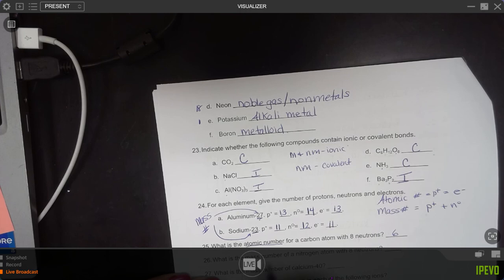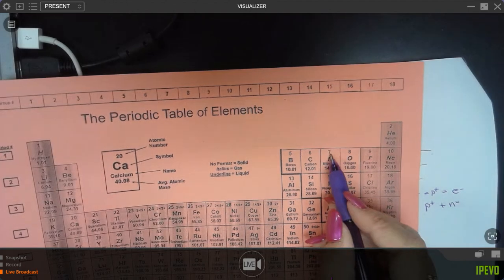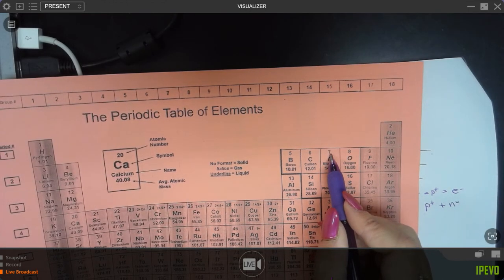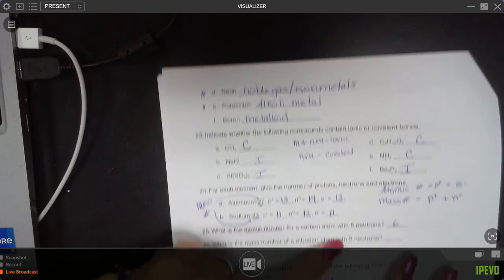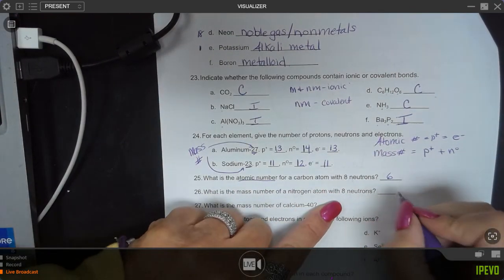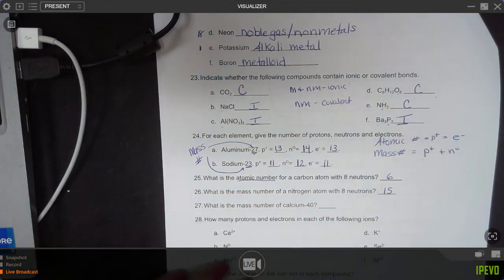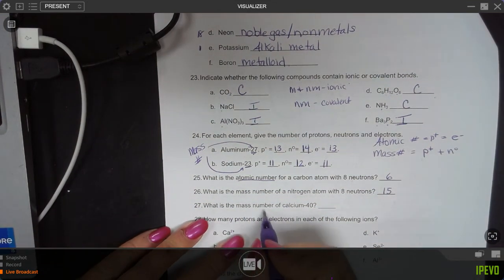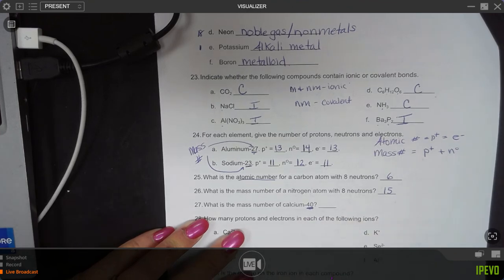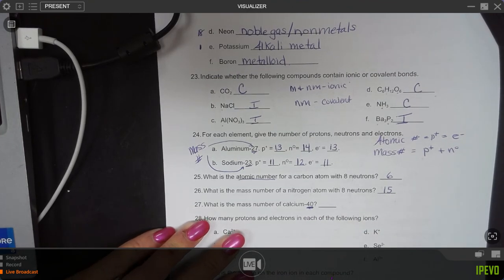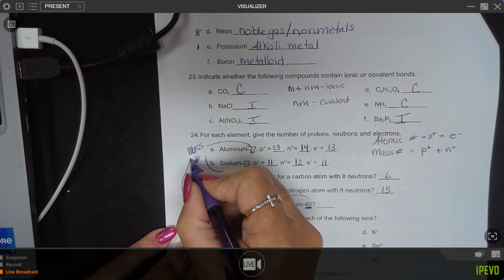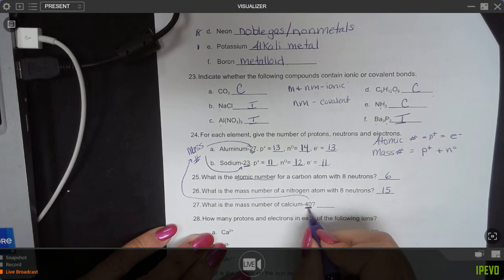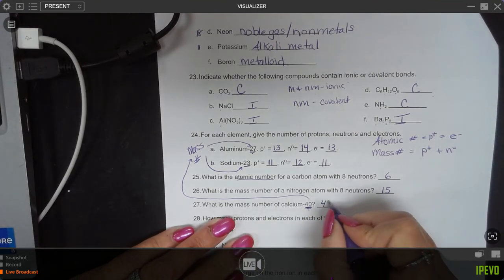What is the mass number of a nitrogen atom with 8 neutrons? So if we look at nitrogen, it's element number 7, which tells us it's got 7 protons, and then 8 neutrons. So 7 plus 8 is 15. So the mass number is 15. What is the mass number of calcium-40? When you see something written in this hyphen notation, the number after the hyphen, we're going to draw an arrow back up here to the mass number. So the mass number is 40.